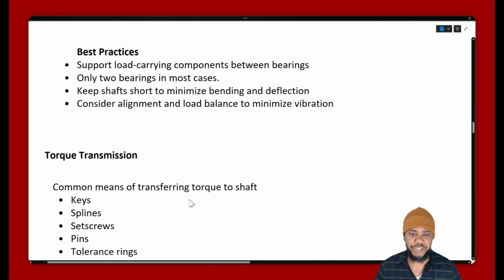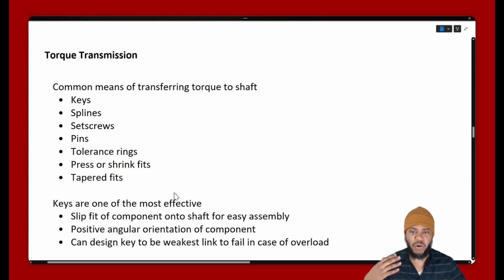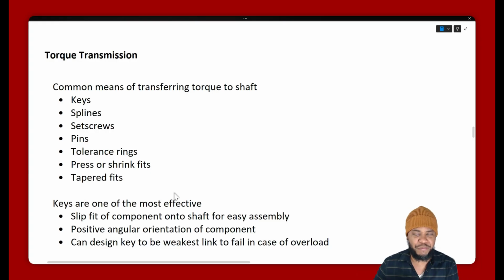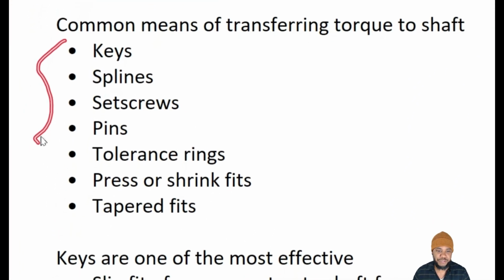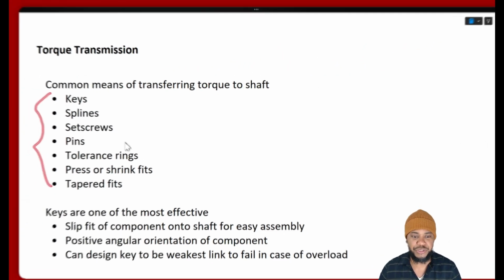Now, torque transmission. How do we transmit torque? Which is in essence, remember the calculation we make for power, right? Where power is equal to torque times angular speed, or angular velocity. How do we transmit that torque from one shaft to another? There are many different types of features that we can introduce in order to transmit torque.